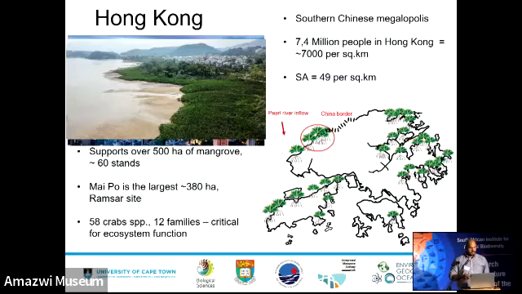Besides having so much land cover, they also house an incredible biodiversity: 58 crab species within 12 families, which are critical for ecosystem function in that they help in nutrient cycling, predator-prey relationships, as well as the overall ecosystem health.